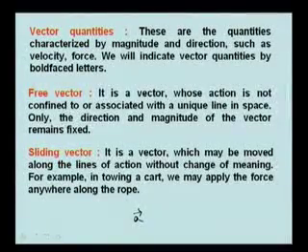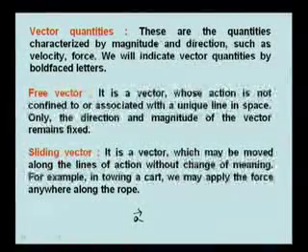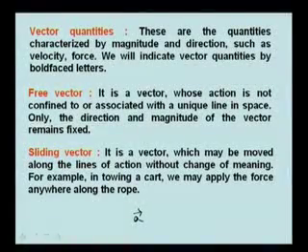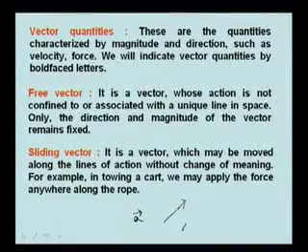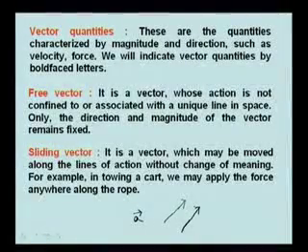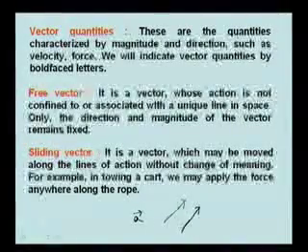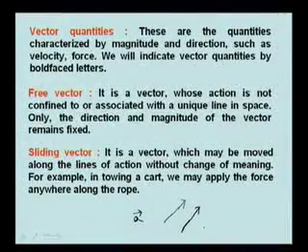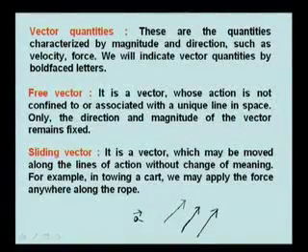Free vector. It is a vector whose action is not confined to or associated with a unique line in space. Only the direction and magnitude of the vector remain fixed. Suppose I make a vector like this, and if I make another vector which is parallel to it and of the same magnitude, it can be considered equal, then naturally this vector is a free vector. So, the free vector has fixed direction and magnitude. However, it can be placed at any point in the space.